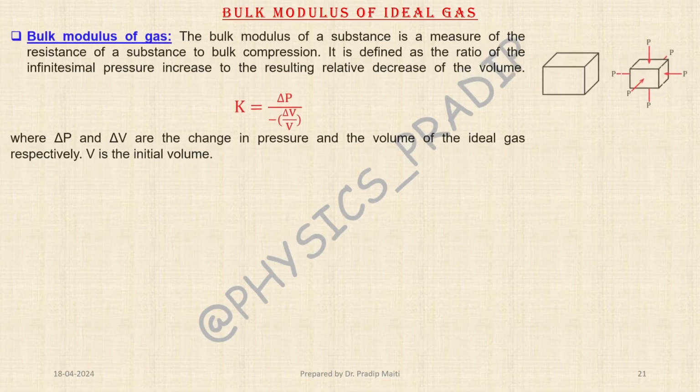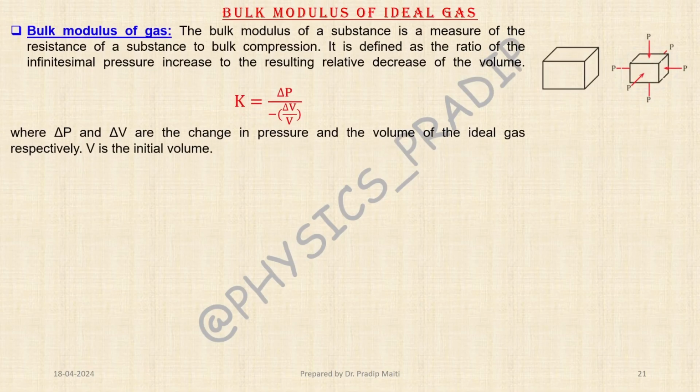Now, another important modulus for the gas, that is bulk modulus. Bulk modulus of a gas is defined as K equals P upon delta V by V, where delta P and delta V are the change in pressure and volume of the ideal gas, and V is the initial volume of the gas.